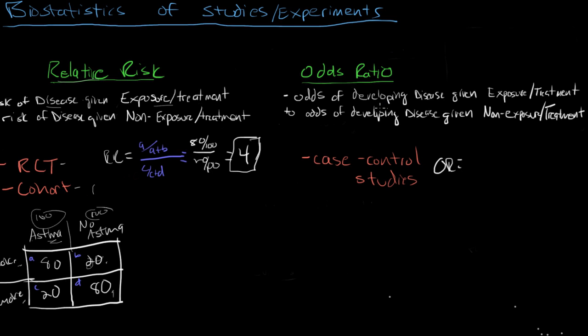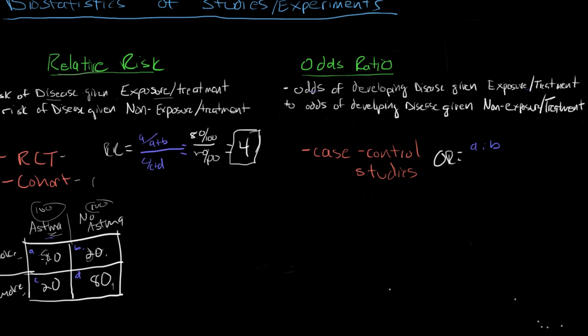And so I begin by looking at the odds of developing a disease if given exposure. So the odds of developing asthma if they were smoking. Well, the odds of developing asthma if you're smoking is just A to B, or 80 to 20. The odds of developing disease given no exposure, so that would be the odds of developing asthma if there was no exposure, that would just be C to D, or 20 to 80. If I did the math, this would give me an odds ratio of 16.